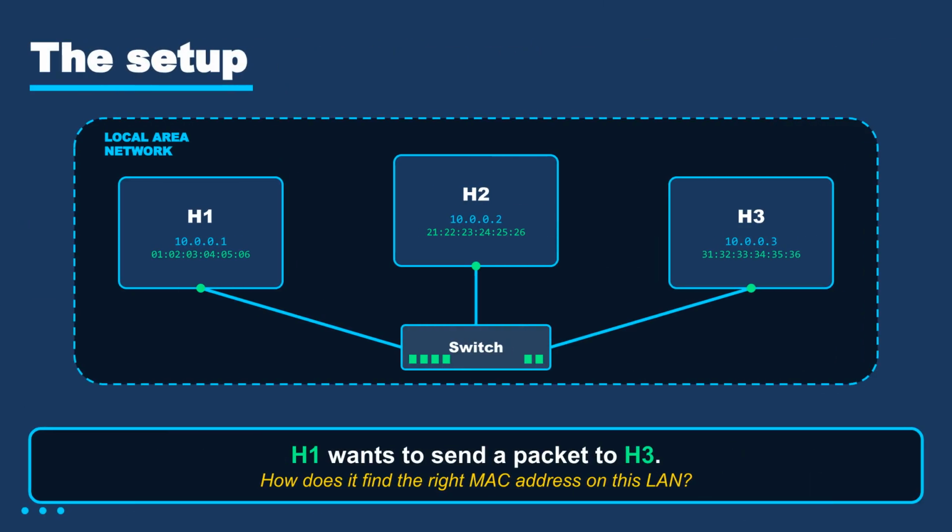We have 3 hosts on the same local network. H1 at 10.0.0.1 wants to send a packet to H3 at 10.0.0.3. H1 knows the IP, but not the MAC address.